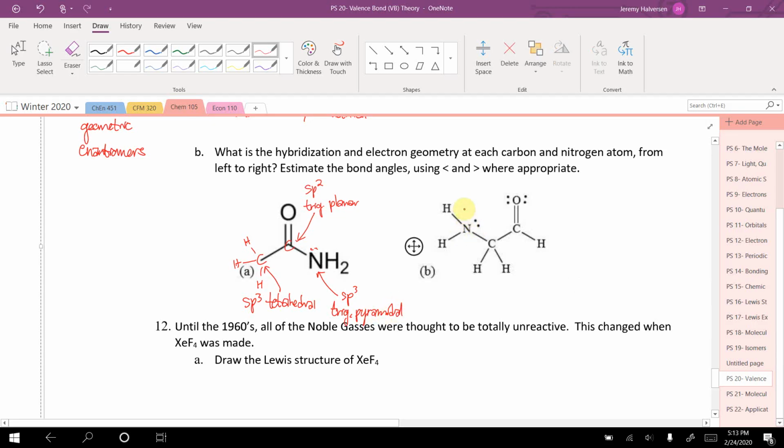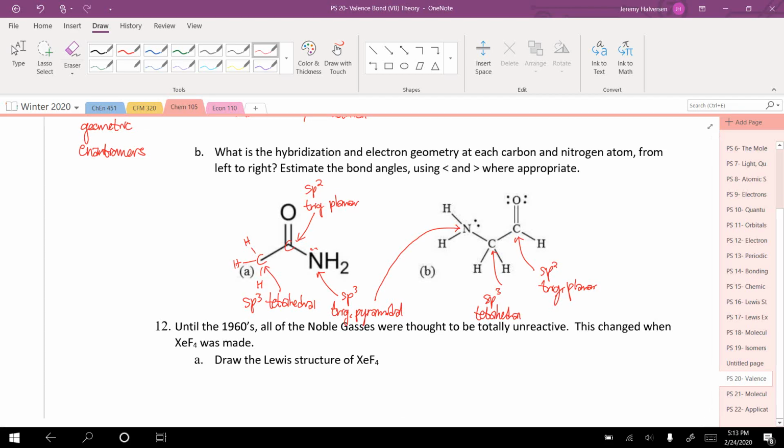Here we have this nitrogen is the same. This carbon is sp3 tetrahedral. And this carbon is sp2 trigonal planar. Awesome.